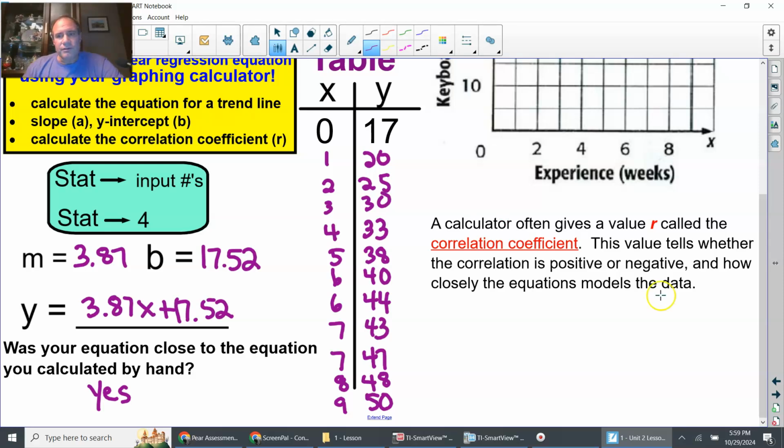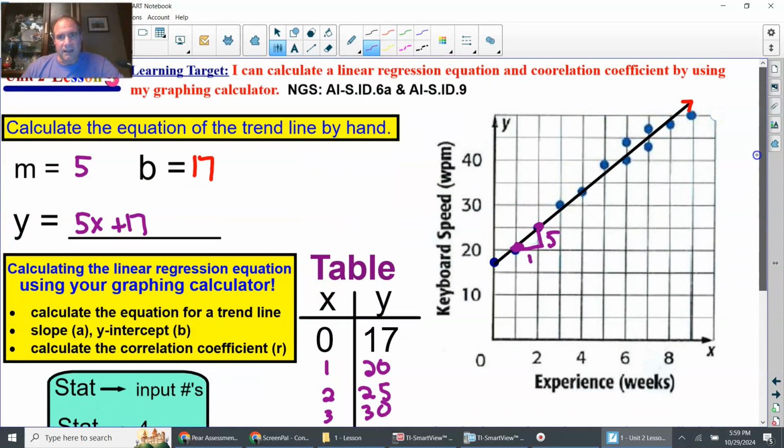So the closer the points, like obviously these points here in the scatter plot, this is going to be a very strong positive. This is a strong positive correlation between experience in weeks and keyboard speed. That's what it is. If you look at it, you see that it's a strong positive. Just like if you're looking to see if they're clustered, you say it's strong. If it's not clustered, it's weak. So it's the same type of deal.